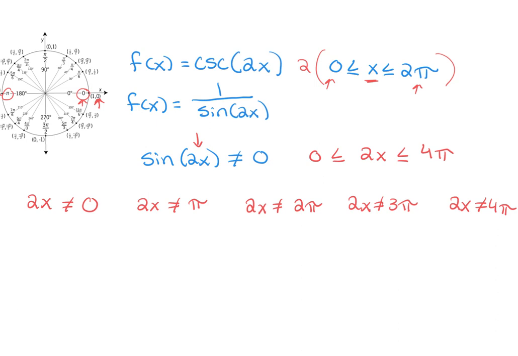So now, essentially, we're just solving for x. So where are these vertical asymptotes? So instead of using the do not equal sign, I'm using the equal sign because that's where the vertical asymptotes are happening. So there's a vertical asymptote at x equals 0 and a vertical asymptote at x equals pi over 2, at pi, at 3 pi over 2, and 2 pi.